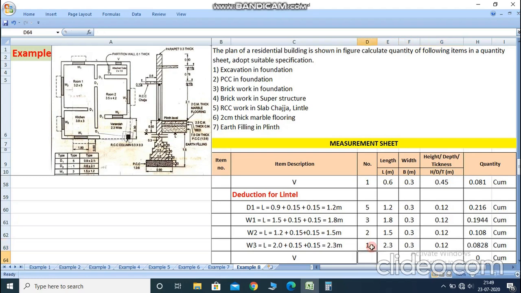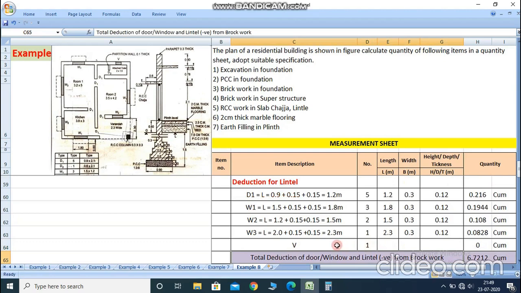Now ventilation, only one ventilation. The length of the ventilation is equal to 0.6 plus 0.15 plus 0.15 for both side rests. So 0.9 meter is the total length. So here 0.9, 0.3, 0.12.